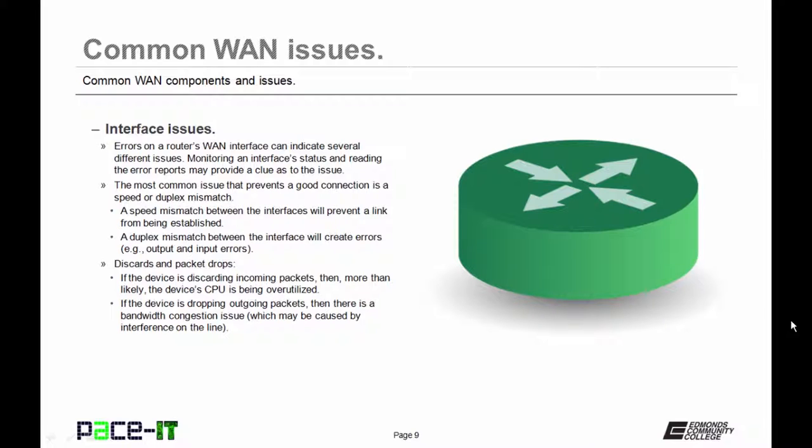If you're experiencing discards and dropped packets, there's a couple of things to consider. If the device is discarding incoming packets, then more than likely the device's CPU is being overutilized. It may be time to upgrade. If the device is dropping outgoing packets, then there is a bandwidth congestion issue, which may be caused by interference on the line. So either you may be trying to move too much network traffic, or there may be an issue on the wide area network provider's side of the line.